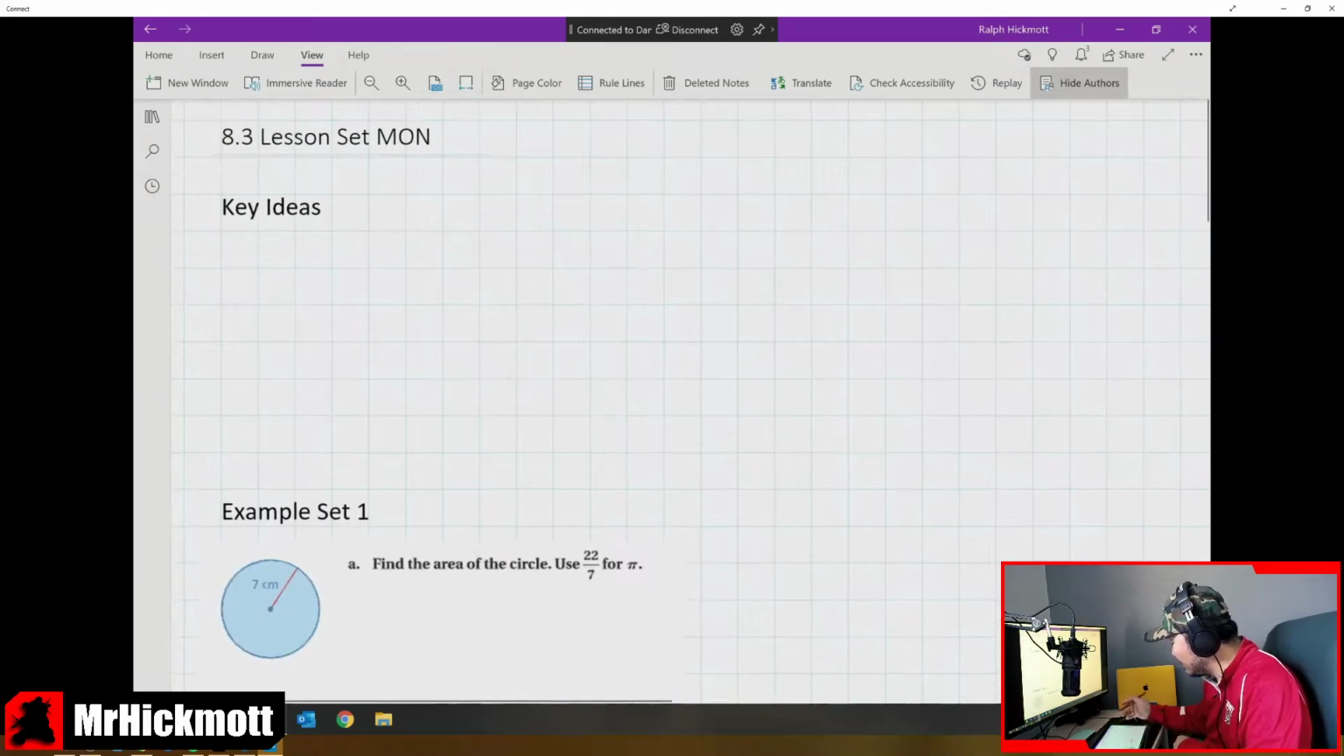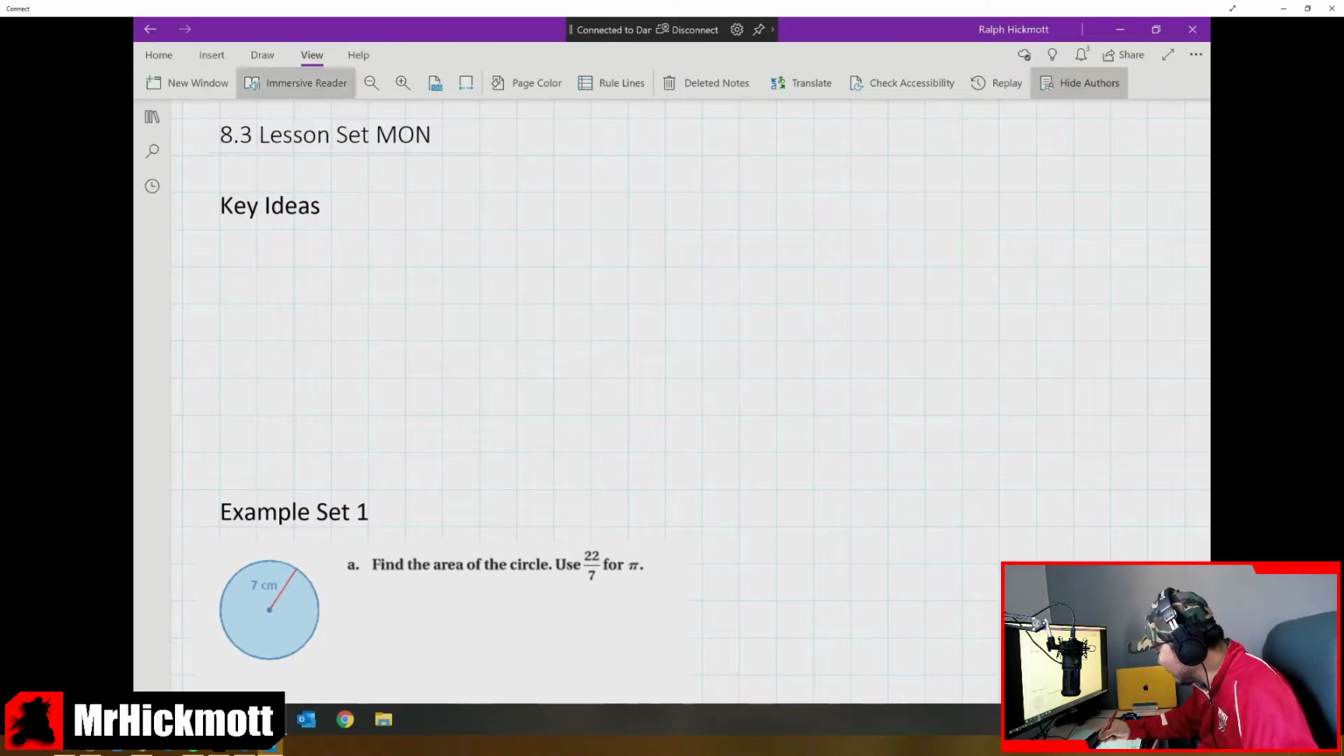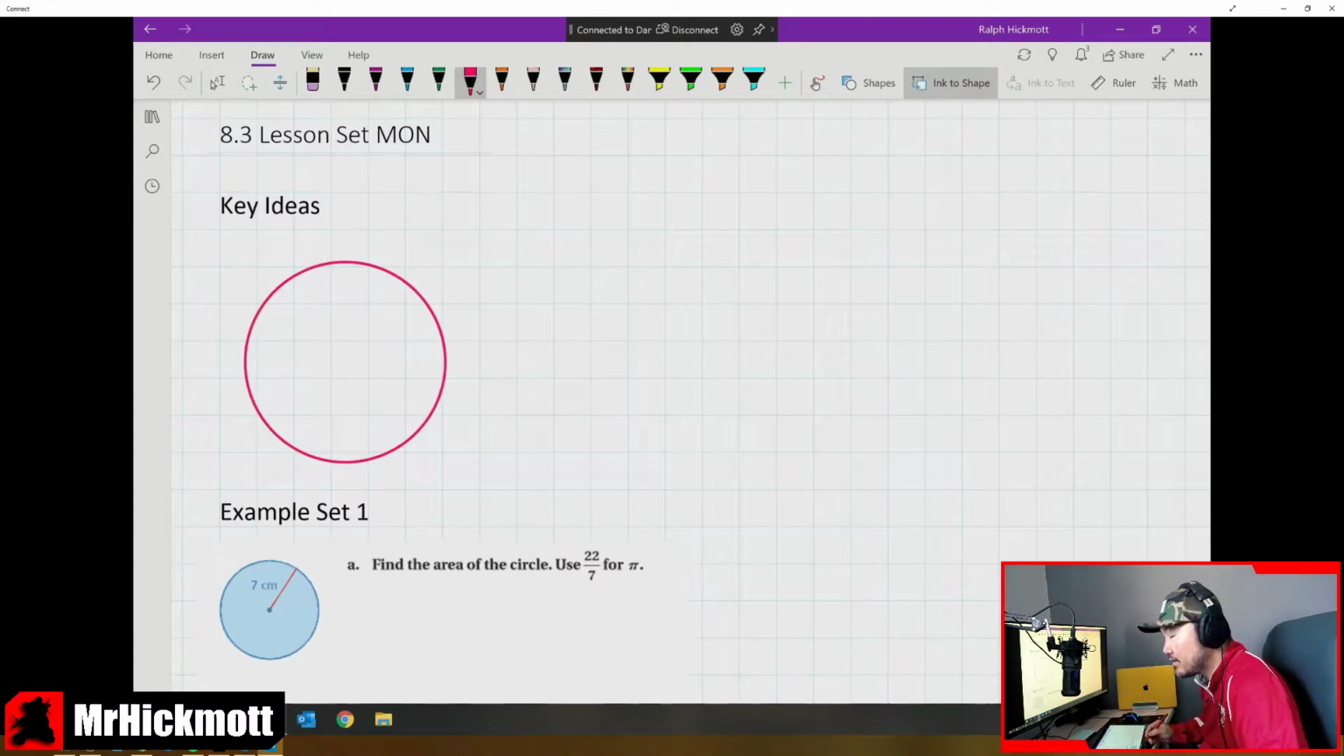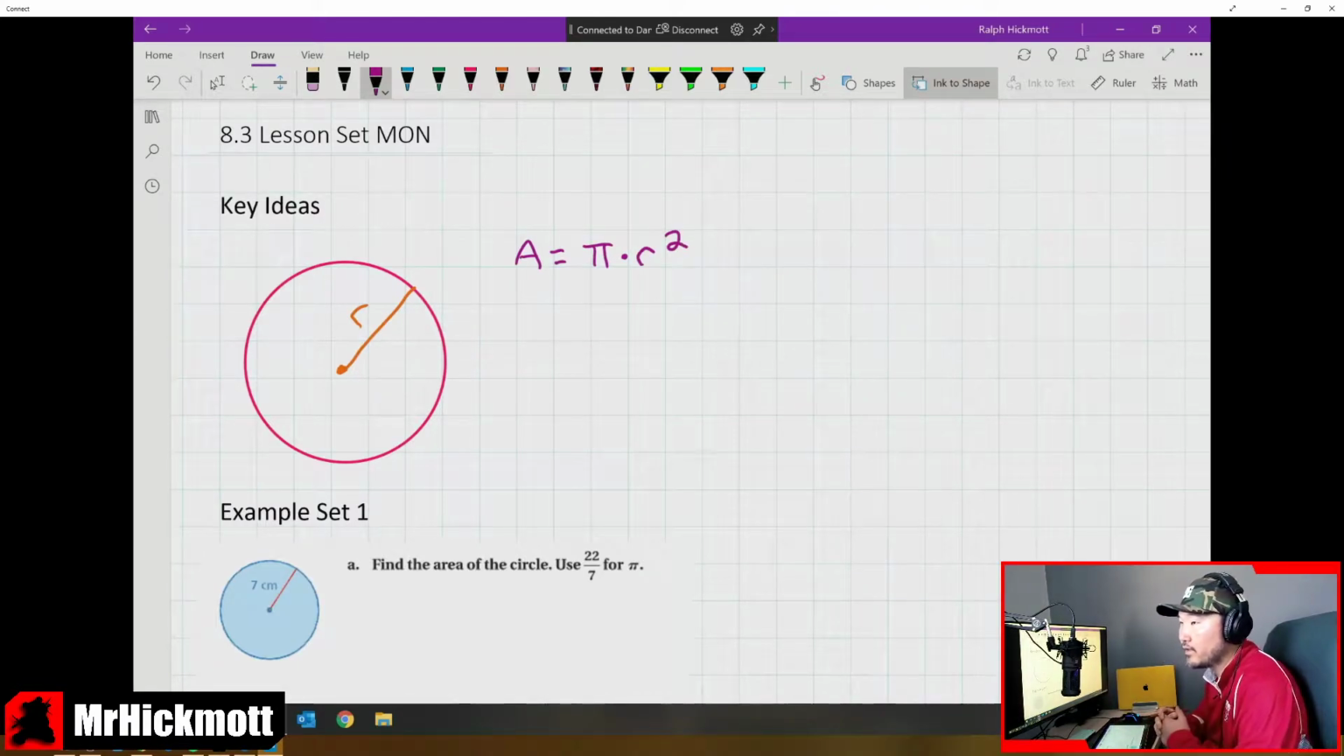Let's start with our key ideas as always. The key ideas in this case is just one thing. Again, we are going to deal with circles, but in this case, I'm going to rehash the diagram and just focus on the radius this time, because we're going to solve for the area of a circle, and the area formula, which you have to memorize, is pi times r squared. Many of you may remember this from the past, but pi r squared, as it's quickly said, can find us the area of any standard circle.